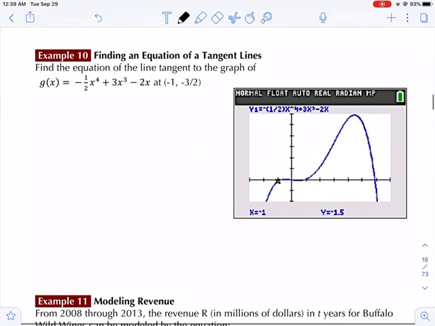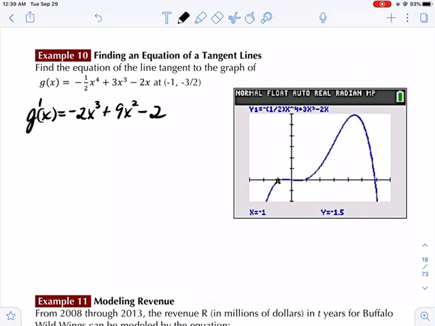Okay, and then with example 10, find the equation of the line tangent to the graph of g of x. So I give you the picture of g of x there. So we have g prime of x is equal to negative 2x cubed plus 9x squared minus 2, and we want to find this at the point negative 1, negative 3 halves. We certainly can use the graphing calculator to see what the slope is for g of x when we graph it. This is a 4th degree polynomial. Of course, it's going downward, but we want to be able to also understand how we're using our derivatives.